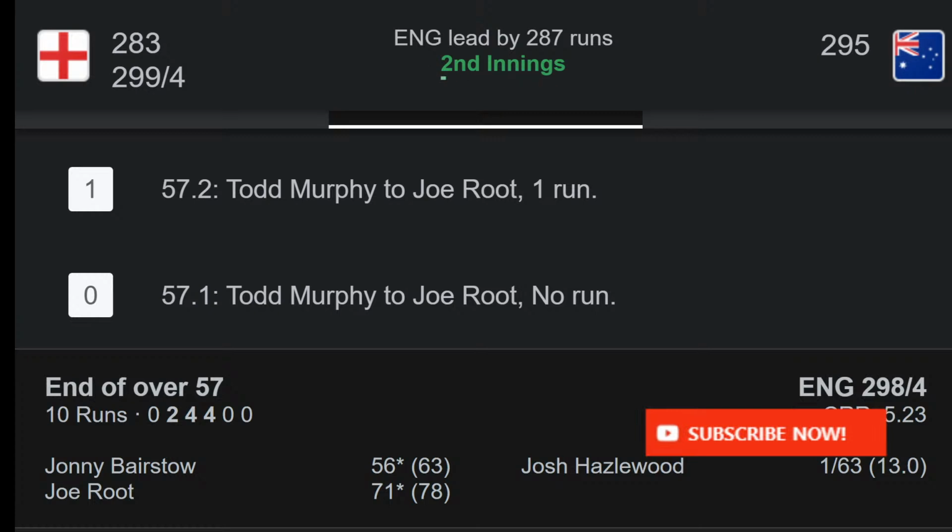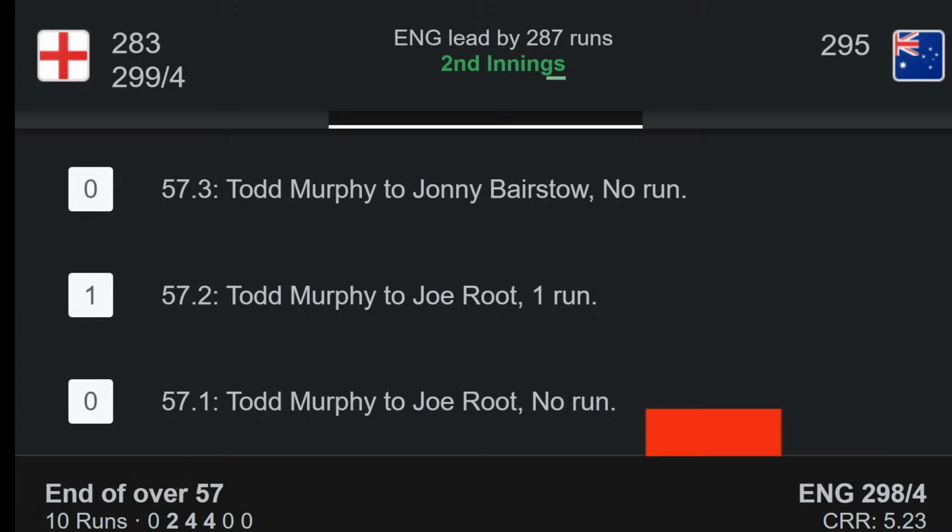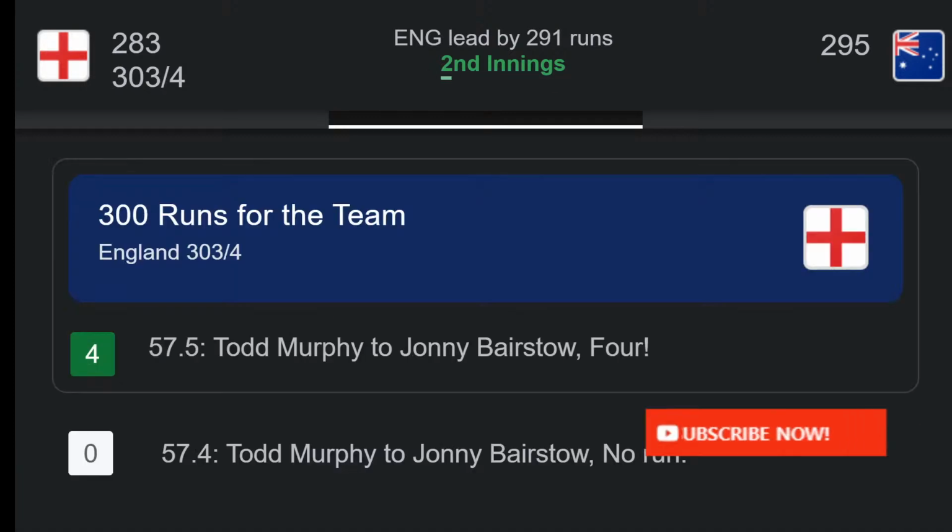England have the upper hand in this match. Now we are seeing this match also, England has placed themselves in a beautiful position. Now 299 for the loss of 4 wickets. They led by 287 runs in the second innings. 300 runs for the team.